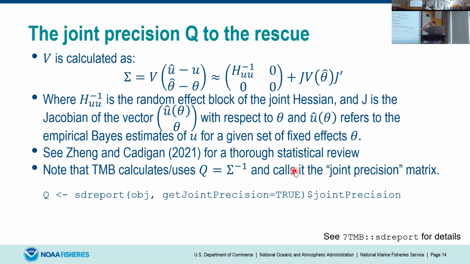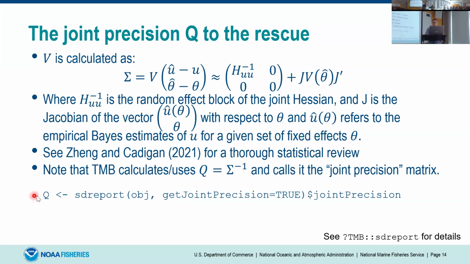There's some details. I think we should invite one of these two guys, I think it's Nan Zhang and Noel Cadigan, to come and talk. You could have a whole seminar just on Q and how this is calculated. I'm going to call this joint precision Q. I think we have to skip it.